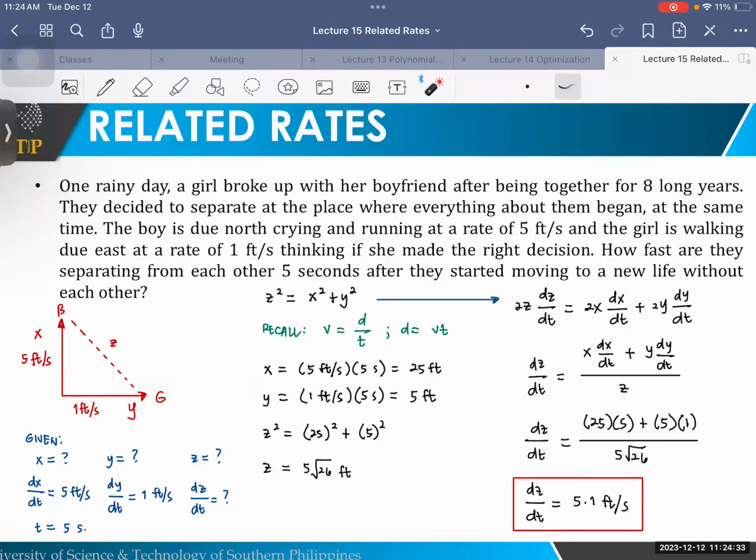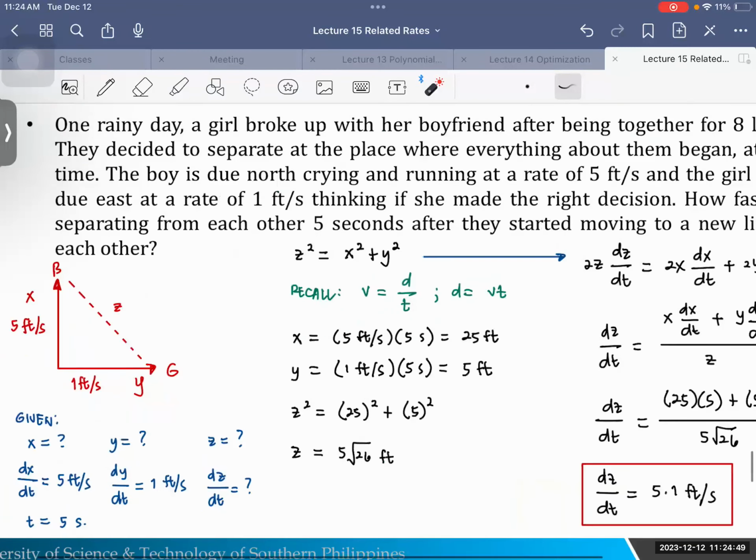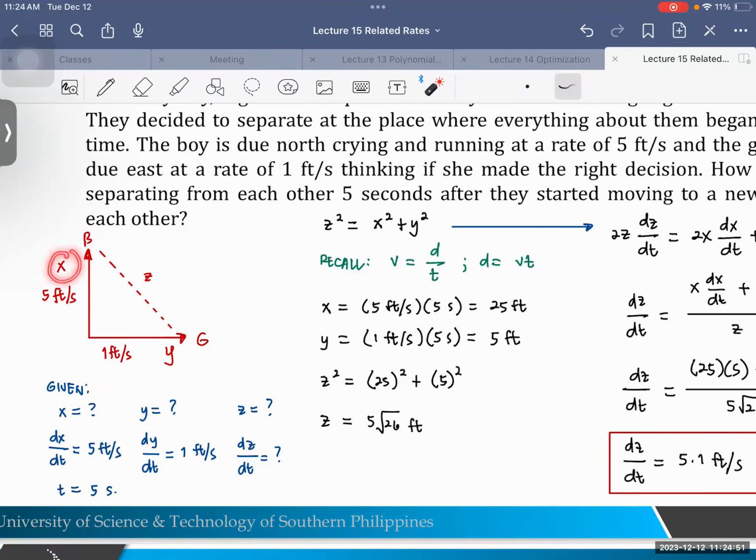So let's assume that the boy is x, the girl is y, and the distance that separates them is z. Now, if we list the givens for x, we do not yet know where the boy is after 5 seconds.